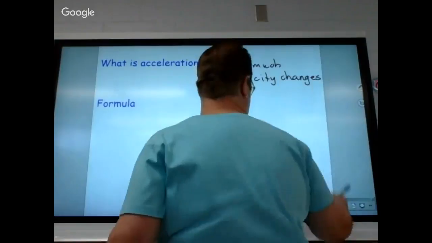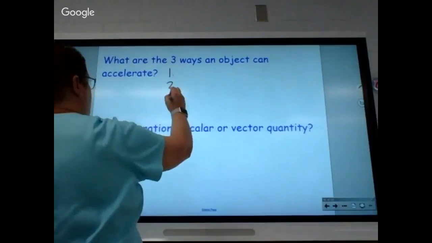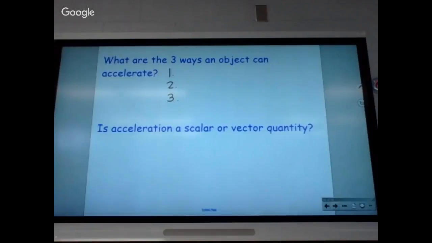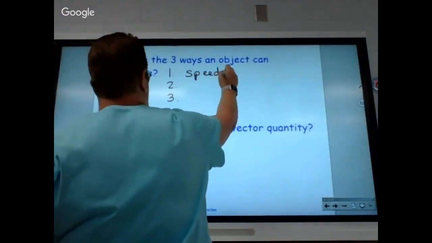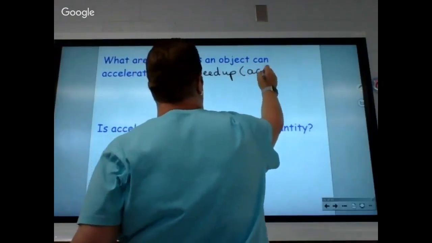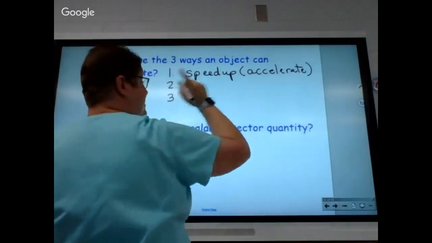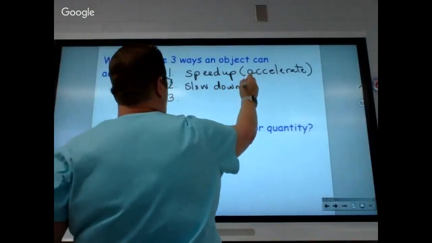So when class ended, I was trying to convince y'all that there are 3 ways for an object to accelerate. And some of y'all were looking at me like I was nuts. So we can do what 3 things to accelerate an object? Speed up, stop, and turn. Okay, we need to fix that second one. We can speed up, which is known as accelerate. Instead of saying stop, we can slow down, which is often known as decelerate.